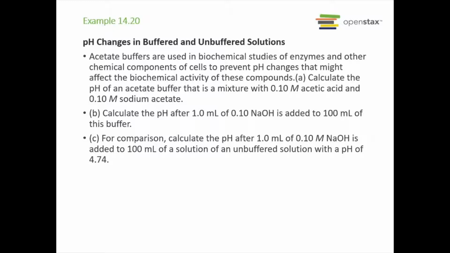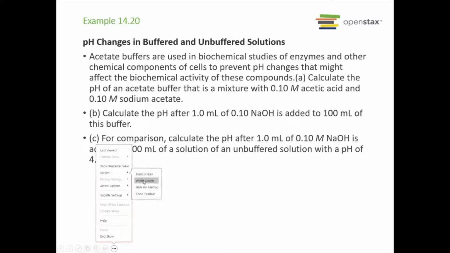So this is a lot. We're going to break it down piece by piece. So I am going to go ahead and go to a blank slide. Where's my mouse? We're going to go ahead and say screen. Go to a white screen. And I'm going to rewrite the reaction here. We're going to start with part A.